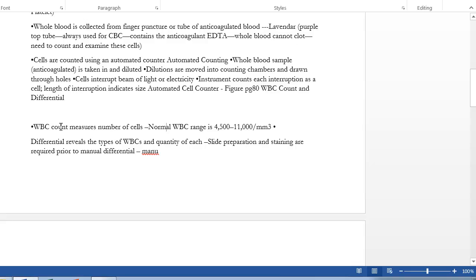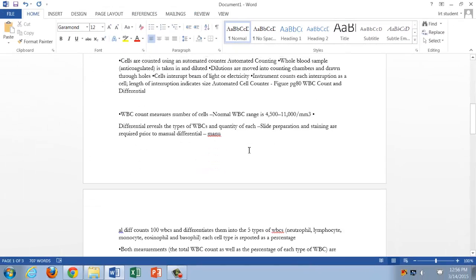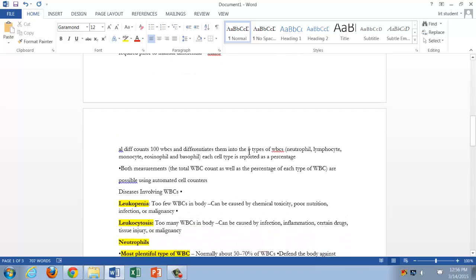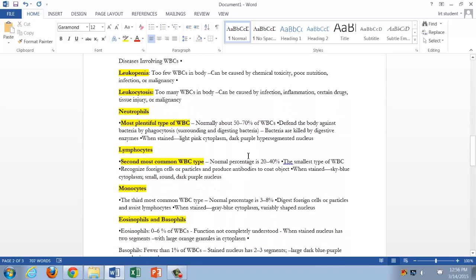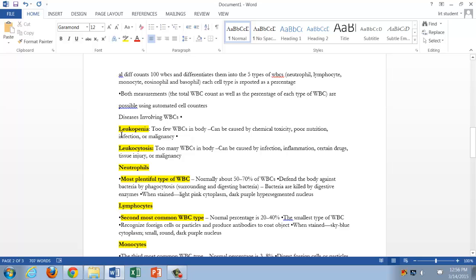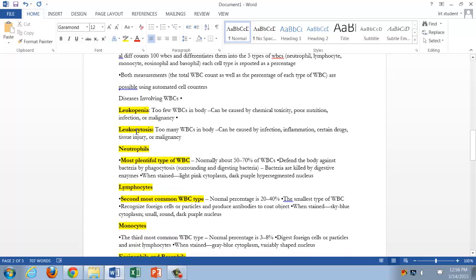So we do the total white blood cell count, and then we look at each of those 5 different types. I'm going to come back to talk about those, but I want to talk about these 2 terms, leukopenia and leukocytosis first. Leukopenia means a decreased number, so there aren't enough white blood cells. Leukocytosis means there are too many. And then leukemia would be the actual malignancy.